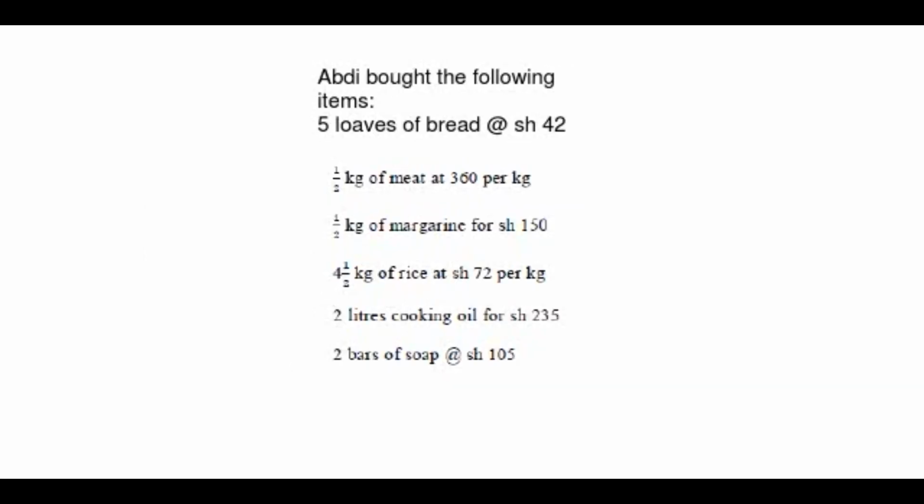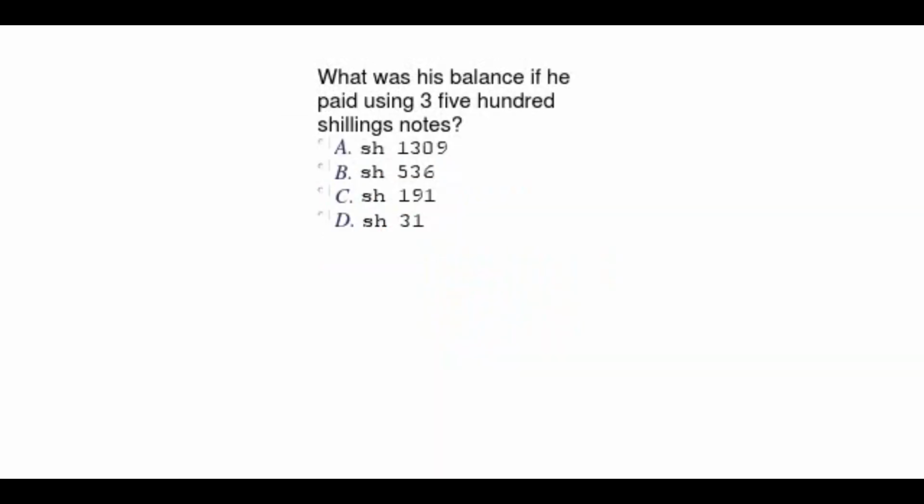Abdi bought the following items: 5 loaves of bread at 42 shillings, half a kg of meat at 360 per kg, half a kg of margarine for 150 shillings, 4.5 kg of rice at 72 per kg, 2 liters of cooking oil for 235, then 2 bars of soap at 105. What was his balance if he paid using 3 notes of 500 shillings?